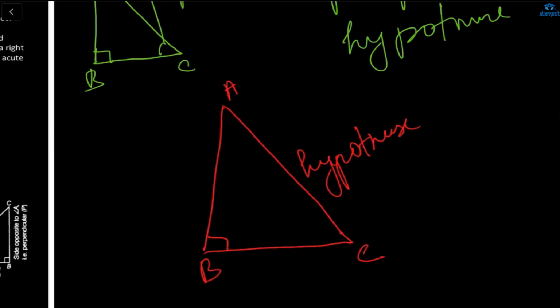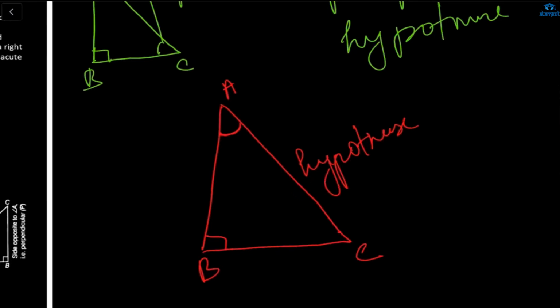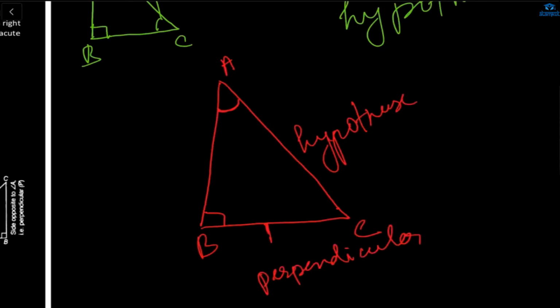If you are referring to angle A, then which one is the base and which one is the perpendicular? The side opposite to angle A will be the perpendicular, and the side alongside A, adjacent to A, is the base. Don't get confused. If you are choosing angle A, the side opposite to the angle is the perpendicular, and the side adjoining the angle is the base. The hypotenuse will be the same, always the side opposite to the 90 degrees.